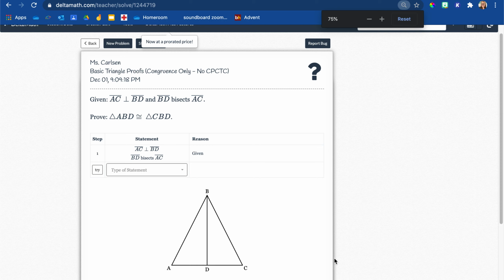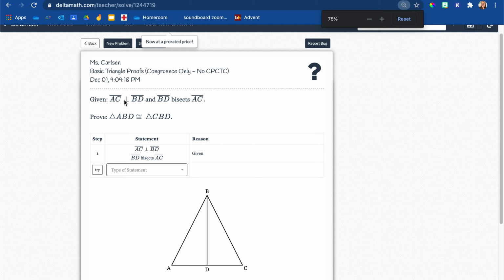A sample of a basic triangle proofs, congruence only, no CPCTC problem. We're going to start with the givens. AC is perpendicular to BD and BD bisects AC. Those are the first statements here and they're given. So I'm going to be asking myself, what does this mean?